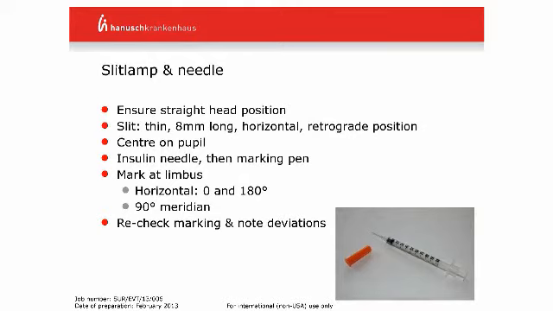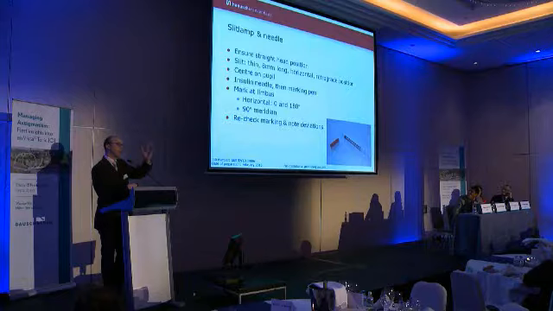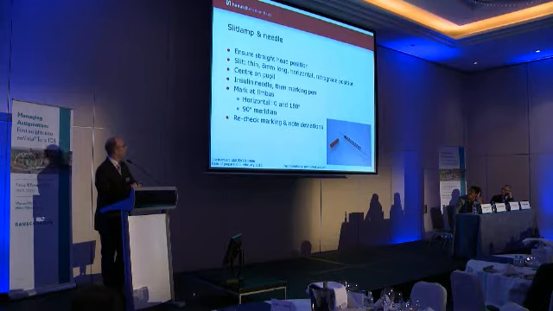Next slide. So what we do currently as our standard protocol, because it's pretty straightforward and simple, we just use a slit lamp. Now that may not work in all centers, because sometimes you don't have a slit lamp available in your operating theater or close to your operating theater, but if you do, I think that is still the most straightforward procedure. So what we do is we ensure that the patient has a straight head position in the slit lamp. We take just a normal, long, thin slit, and we make it horizontal and have it retrograde. So then we have a nice line through the center of the pupil. We obviously try to center on the pupil. And then we use an insulin syringe or a subcutaneous needle, and we actually mark the horizontal at the limbus.